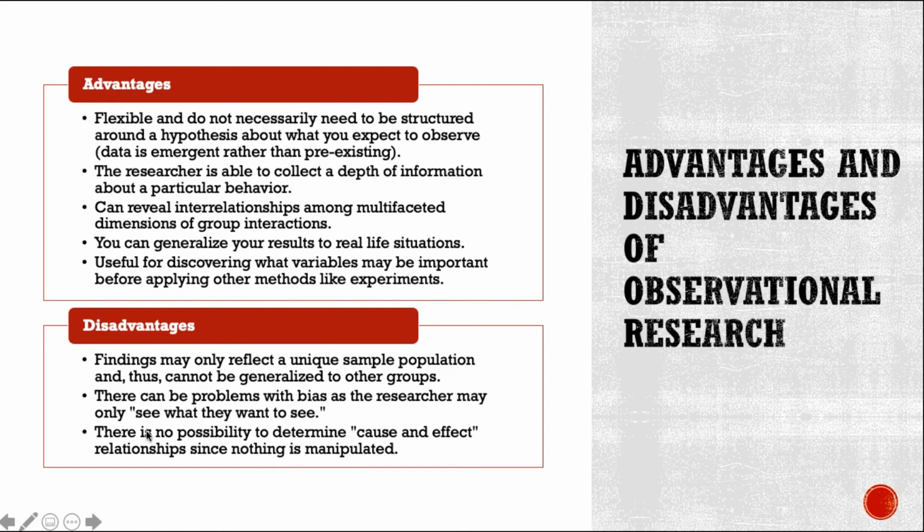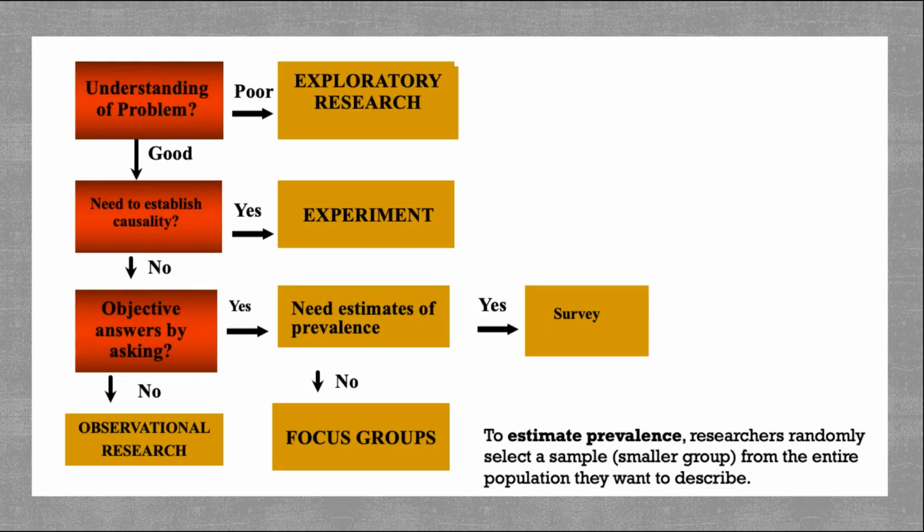And also, there is no possibility to determine a cause and effect relationship since nothing is manipulated. So, this graph will show us where we use exploratory or experiment or observational research. So, you ask this question, understanding of the problem. If we have poor understanding of the problem, we do exploratory research, we explore.